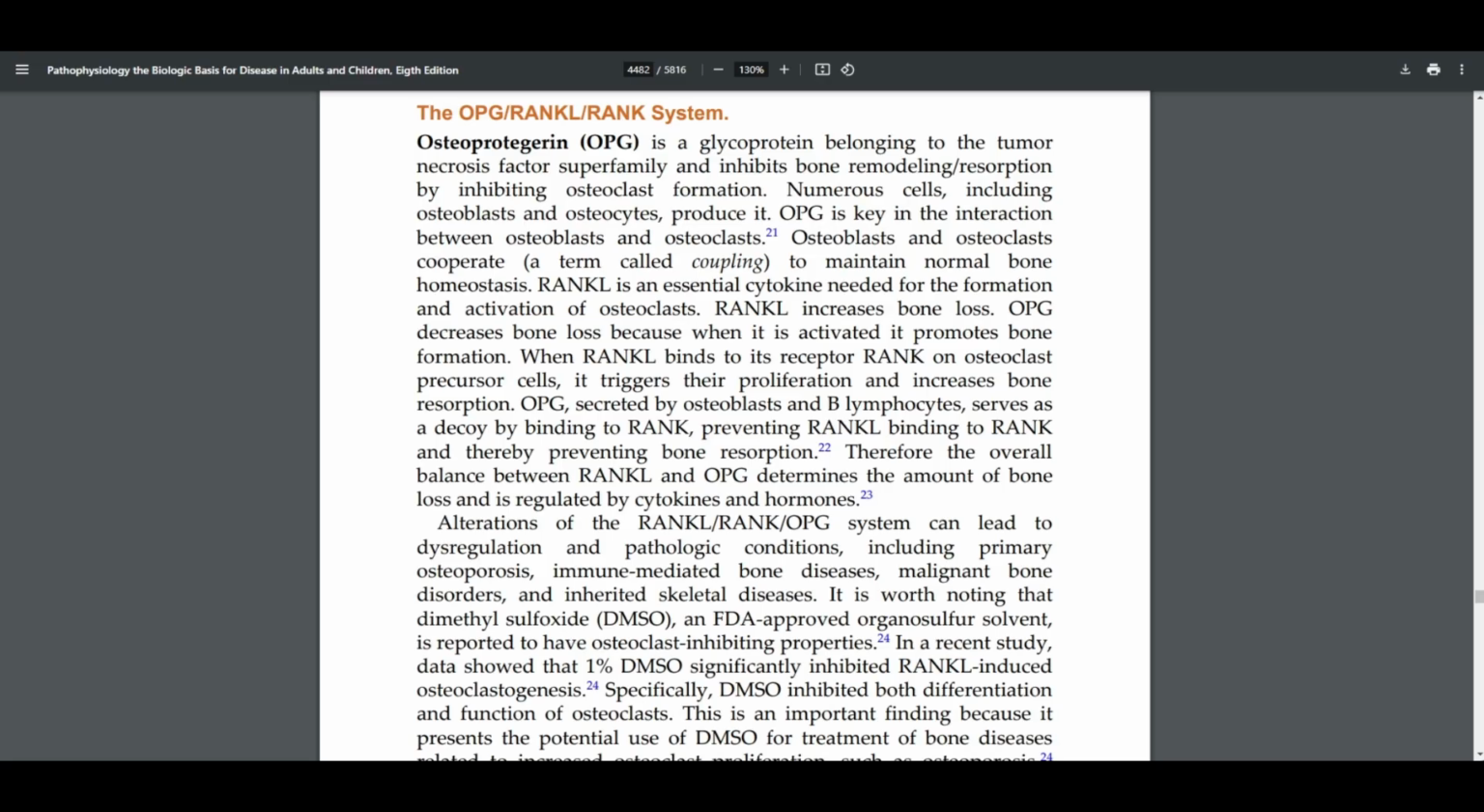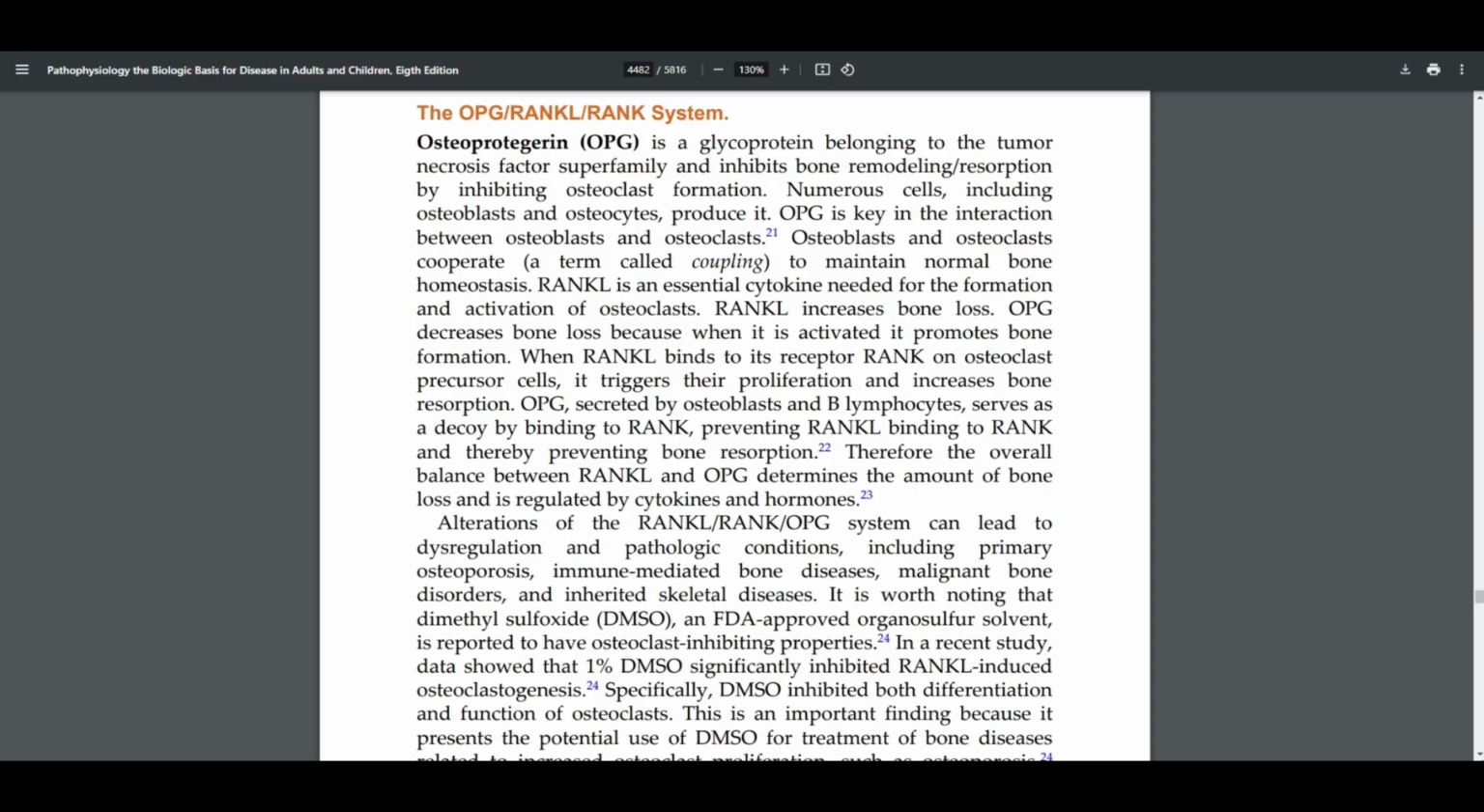OPG stands for osteoprotegerin, which is a glycoprotein belonging to the tumor necrosis factor superfamily and inhibits bone remodeling resorption by inhibiting osteoclast formation. Numerous cells, including osteoblasts and osteocytes, produce it. OPG is key in the interaction between osteoblast and osteoclast. Osteoblast and osteoclast cooperate to maintain normal bone homeostasis.